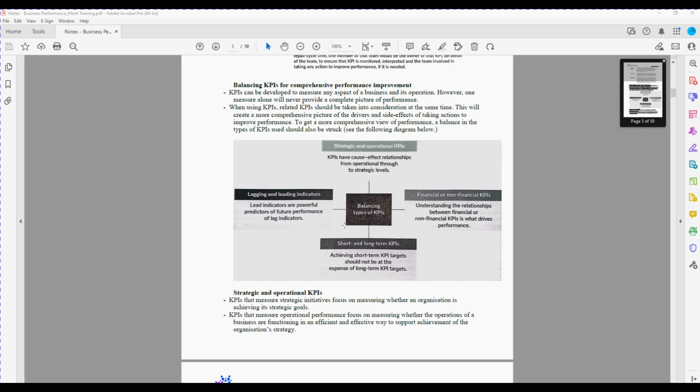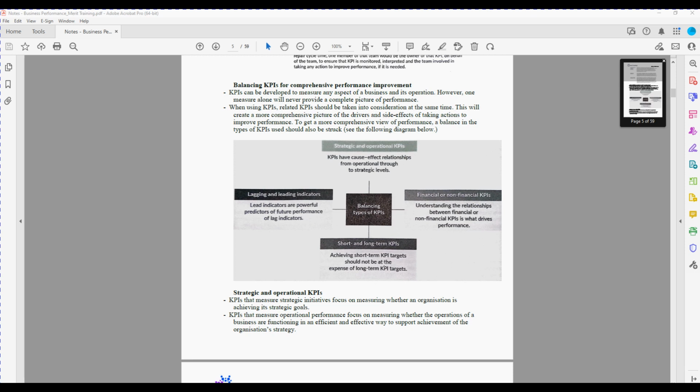So the different categories of KPIs that we need to balance include strategic and operational. These are the bigger picture KPIs that have a cause and effect relationship from operational to strategic. Then you've got your financial KPIs, which really show the relationship between the financial and non-financial KPIs and what drives performance. Then you've got your short and long-term KPIs. If you're just focusing on short-term KPIs, you don't really have a good understanding of the long-term targets.